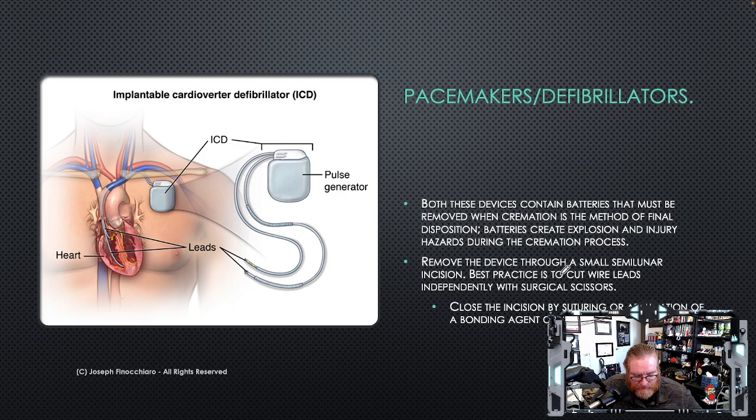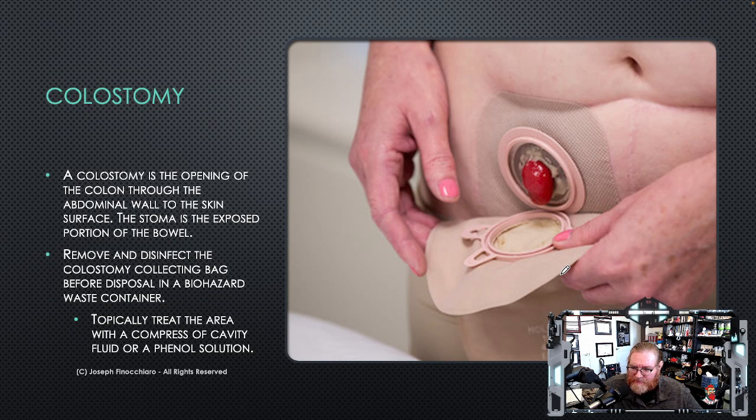Remove the device through a small semilunar incision. Best practice is to cut wire leads independently with surgical scissors. Close the incision by suturing or application of a bonding agent or super adhesive glue. Typically, I would just suture these.